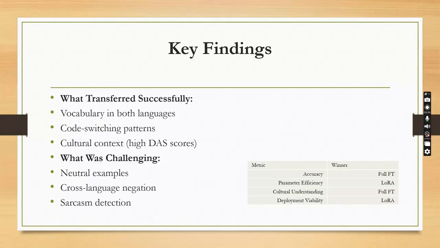What are our key findings? We successfully transferred vocabulary in both languages. The model learned words like amazing and mumtaz equally, and code switching patterns. It understood that mixing languages doesn't change the sentiment, and cultural context is proven by our high DAS scores. Now, what was the challenging part? Neutral examples, cross language negation, and sarcasm.